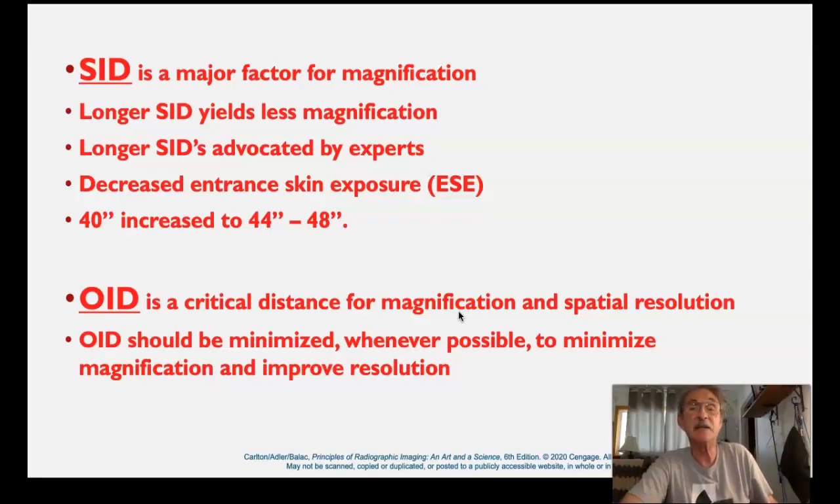I think that the time is coming when we will see 40 inches, which is standard SID now, is probably going to be increased across the board to 44 or to 48 inches. And I think that that will happen during your career, probably early in your career. The corollary to SID is object image receptor distance. And so we want to try to keep our object as close to the image receptor as possible to decrease magnification. OID should be minimized whenever possible to minimize magnification and improve resolution.